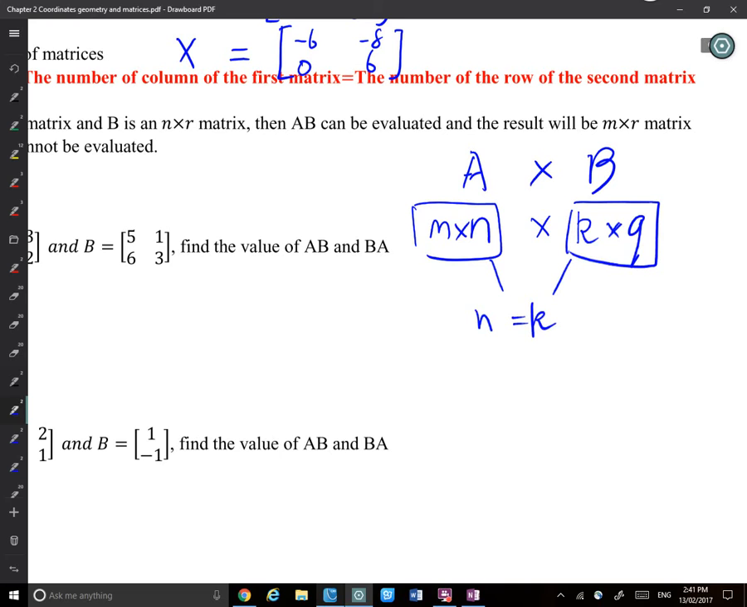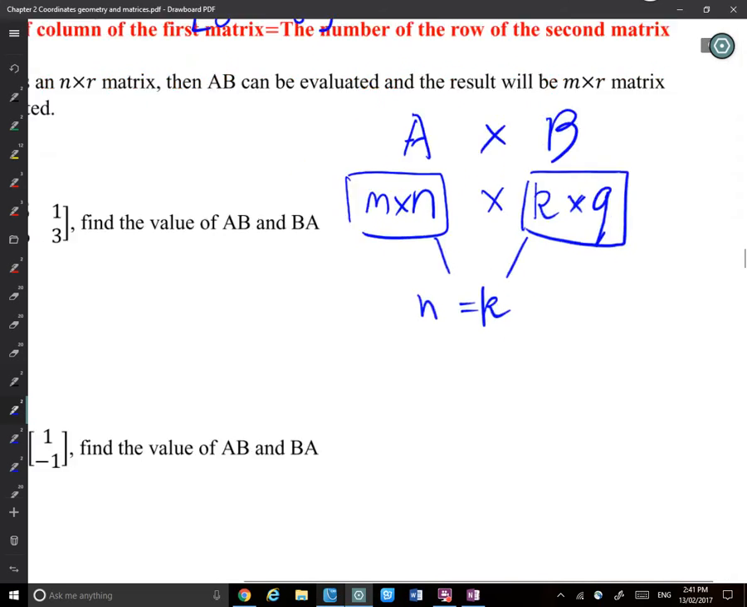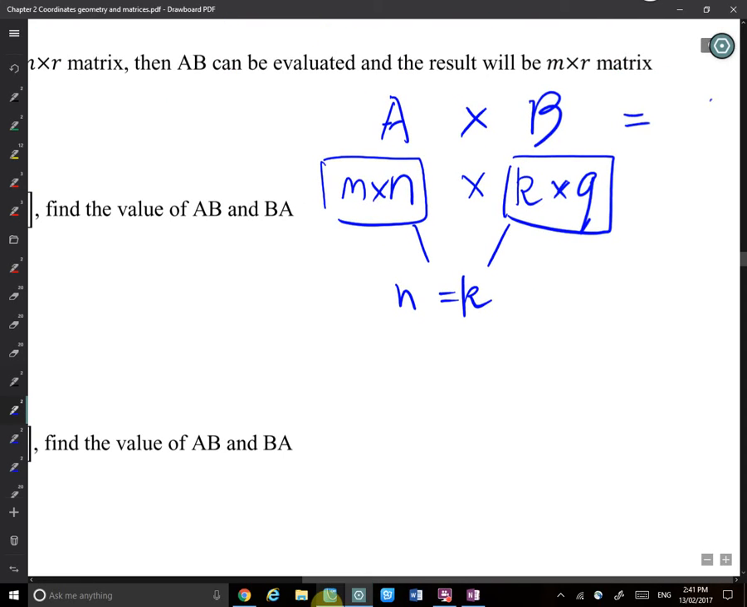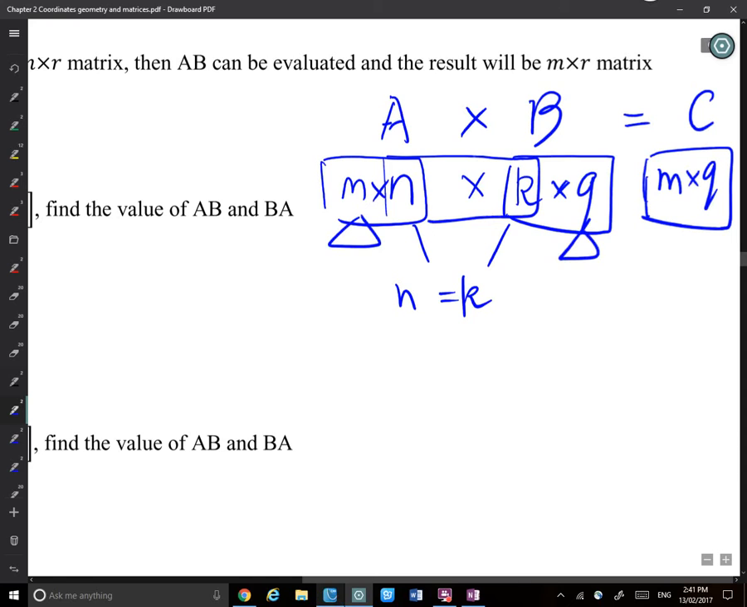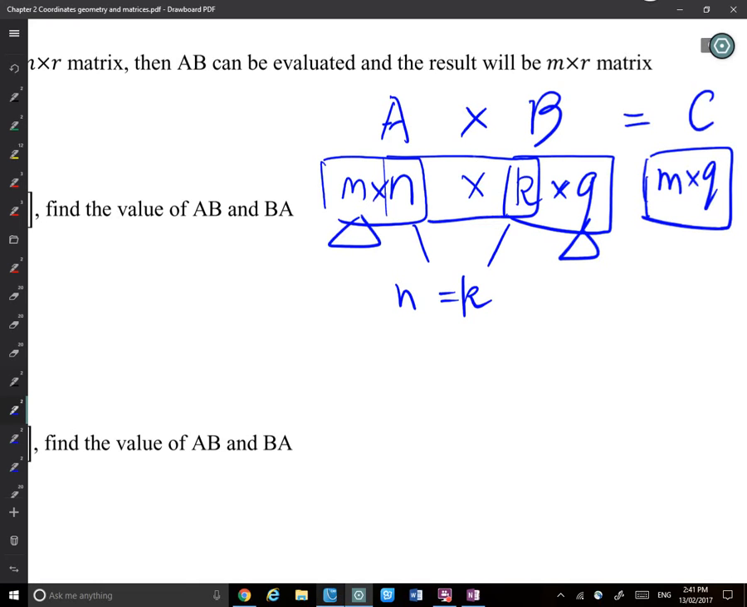If N equals K, the result matrix will be C. The matrix C will have order M times Q. So N and K are gone, and what is left is M and Q. So the result matrix C will have order M times Q.